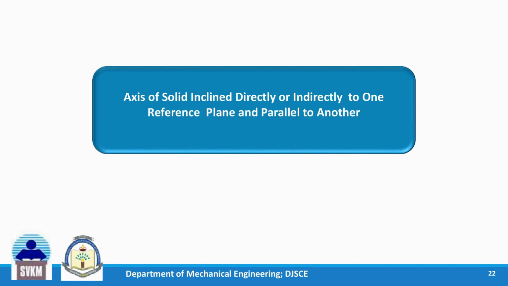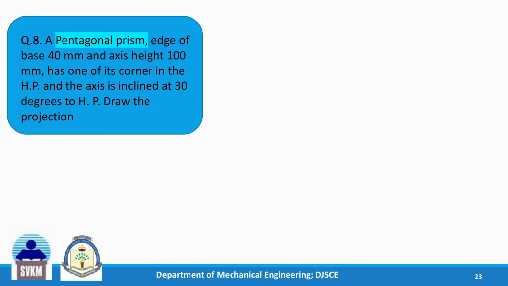The first case which we had discussed in the previous session was about projection of those solids whose axis is at 90 degrees or perpendicular to one reference plane and inclined to the other, whereas in this case that angle of inclination is different. It is less than 90 degrees, so it is inclined to one reference plane and parallel to another. So let us take examples and understand this concept.